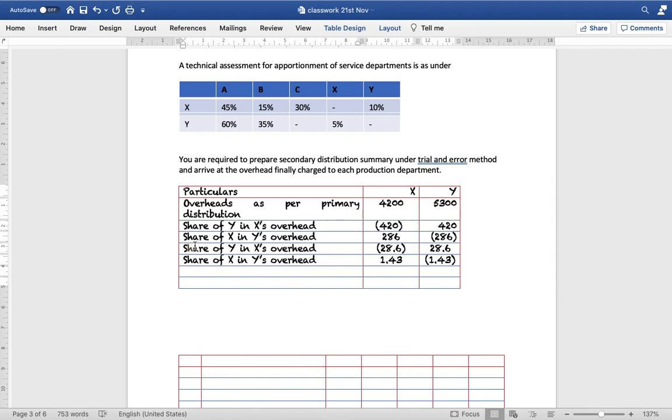Now share of Y in X overhead. You have to find what is 10% of 1.43. So it is 0.14. So 0.14 goes to Y.